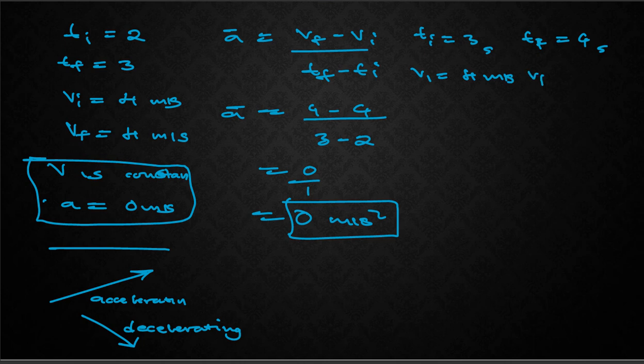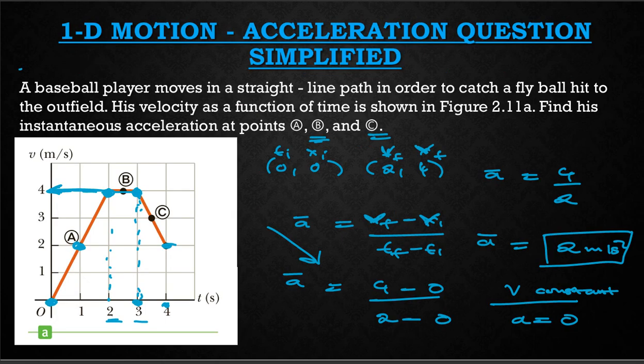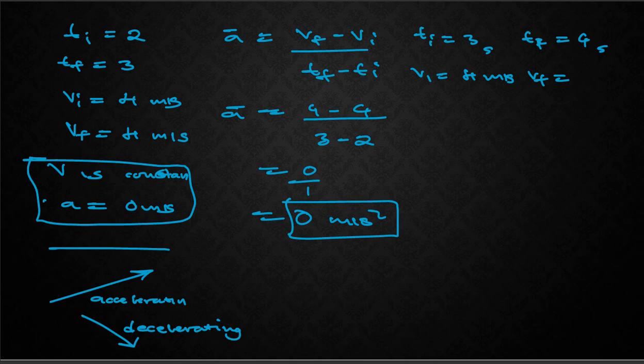What about our V final? We go to the graph. The graph is ending here. So our V final now, when we go here, we are getting it at 2. We have 2 meters per second.